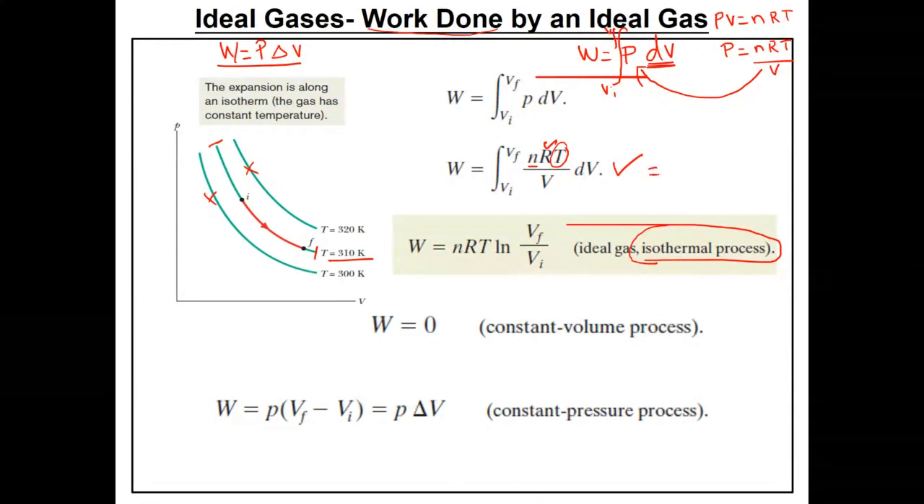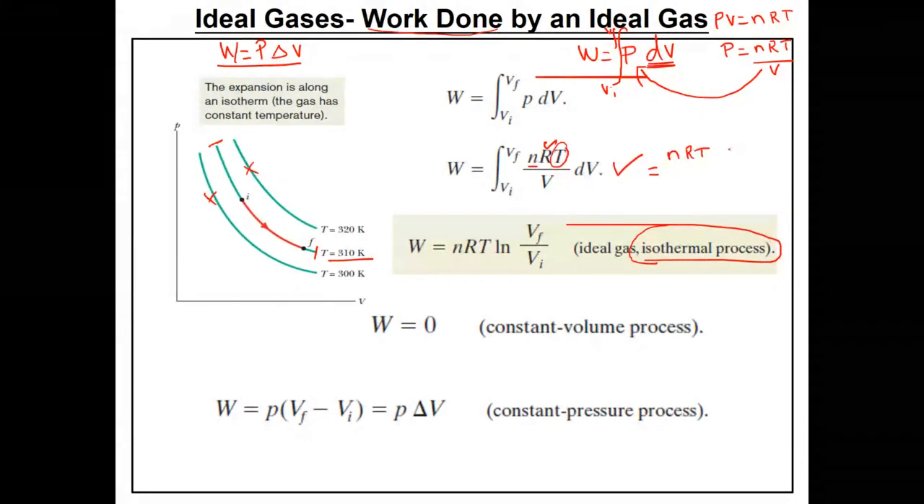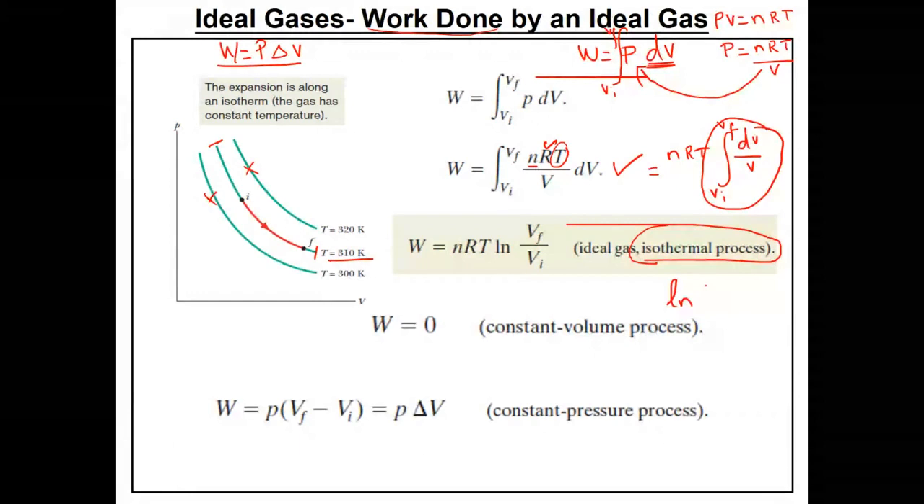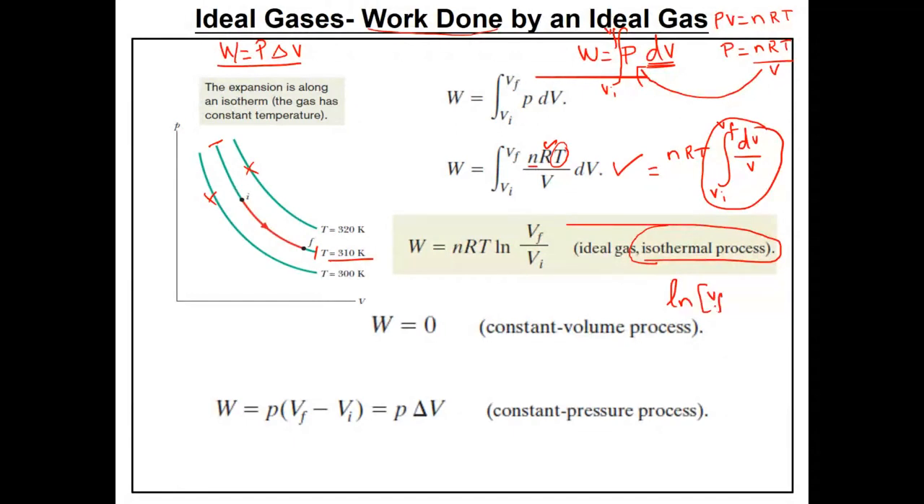So if I take them outside, what comes outside? n, R, T will come outside. What is inside? dV over V is there. And what is your range? Initial volume to the final volume. Clear? Now if you integrate this dV over V, what will you get? I think you will study this in mathematics. If you integrate dV over V, you will get natural log of V final minus V initial.